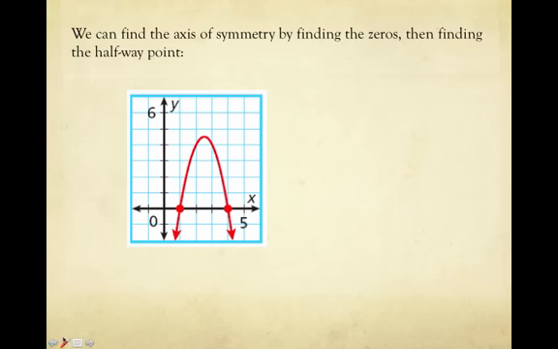So we can find an axis of symmetry by looking for the zeros and then finding where it is halfway in between. So here I've got 2 zeros at 1 and at 4. So I've got 1 and 4, and I'm looking for the number that's halfway in between. So obviously I add those and divide by 2. So my axis of symmetry is 5 divided by 2, or 2.5. So my axis of symmetry is x equals 5 halves, or 2.5.